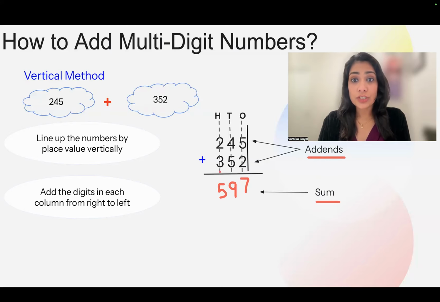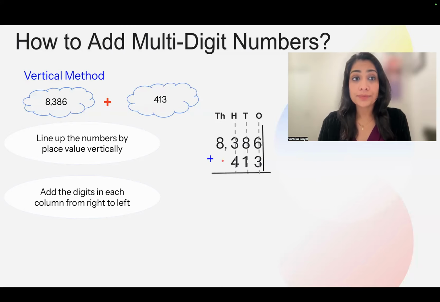Let's solve another question using the same method. We have the number 8386 and we want to add it with 413. Our first step would be to line up the numbers such that they are placed according to their place value vertically. So ones come together in one column, tens in another, hundreds together in one column, and thousands. Here, in the vertical method, we always start lining up from the ones place.